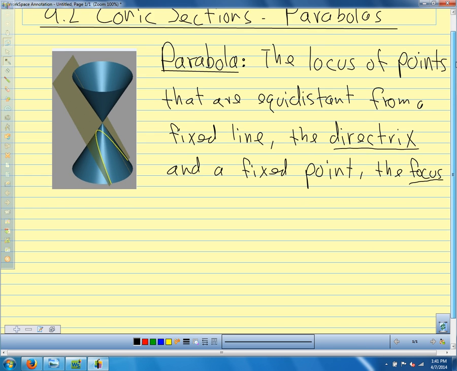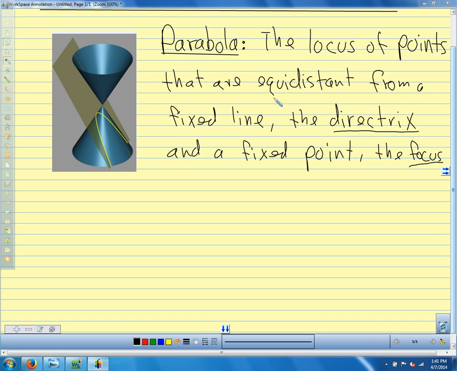So before we draw a picture of what we're talking about here, just to relate to what we talked about, the circles. Circles were all the points that were equidistant from a fixed point. That was our locus definition of a circle. Parabola, the locus of points that are equidistant from a line and a focus. So we're talking about these distances and we're comparing distances, and that's how we're defining these.